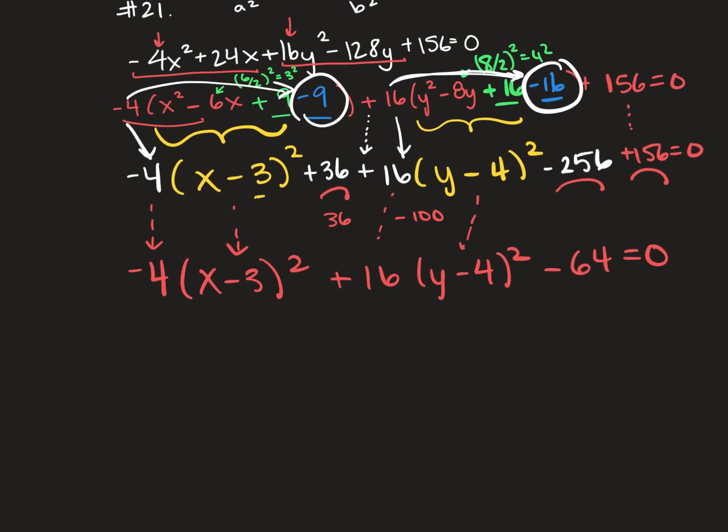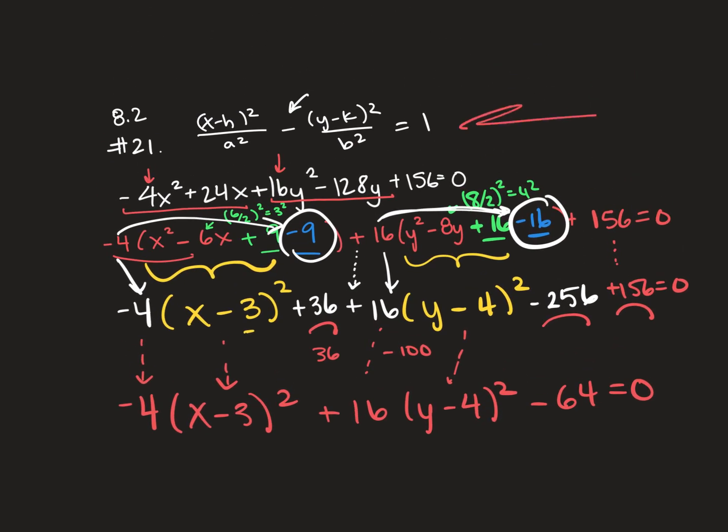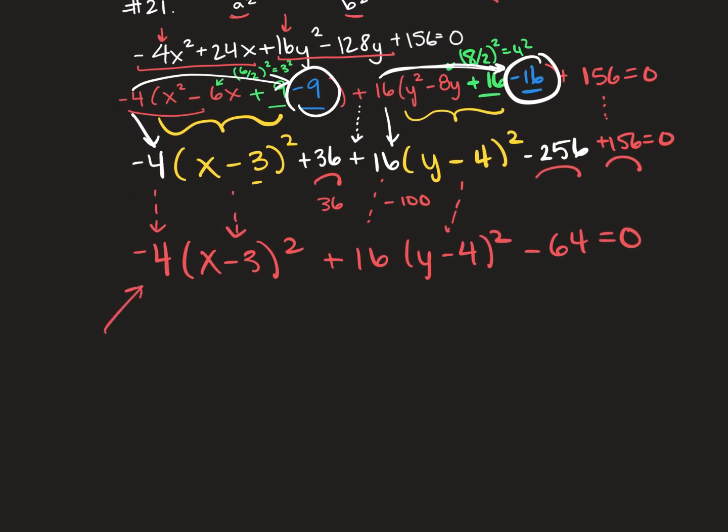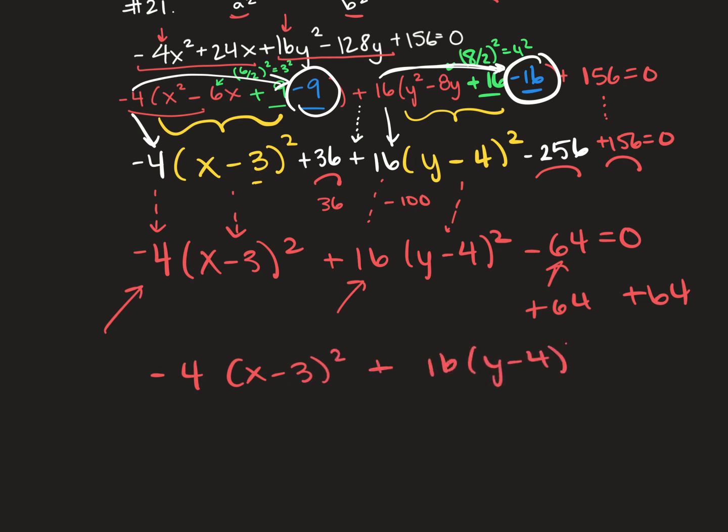Now our hyperbola, going back to the very top, has to be equal to 1. And notice there are no coefficients in front of those parentheses. We have all of our numbers in the bottom part. So if I look at this form that I have going on over here, I need to get rid of that -4, the 16, and then the 64 also. I'm going to start by moving the 64 over. So I'm going to have -4 times (x minus 3) squared plus 16 times (y minus 4) squared equals 64.